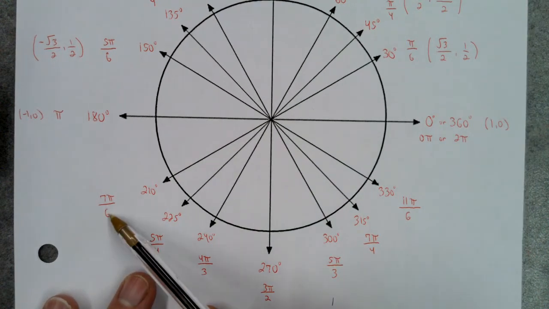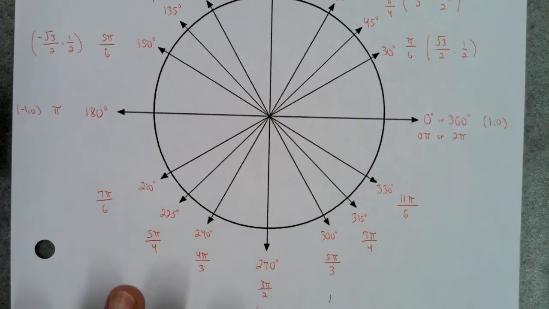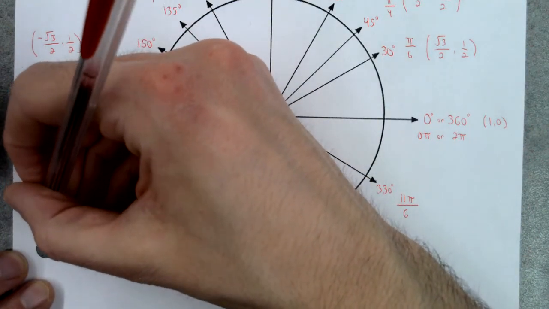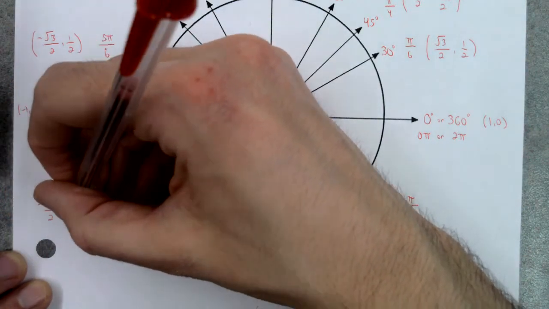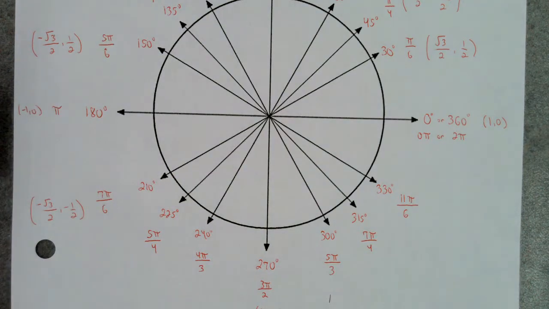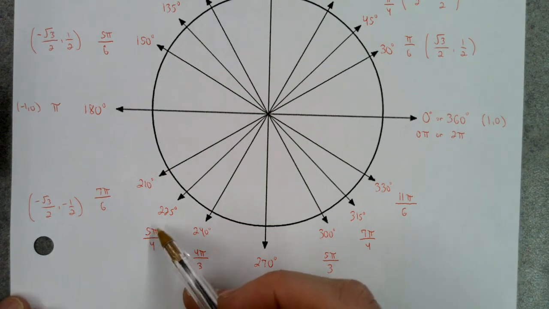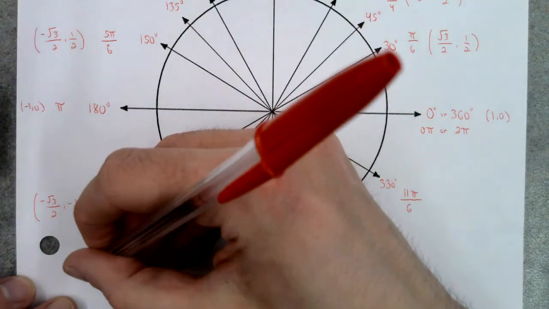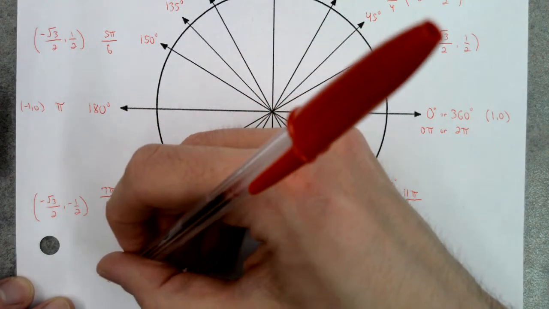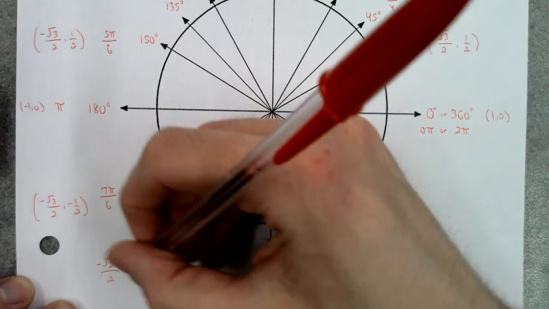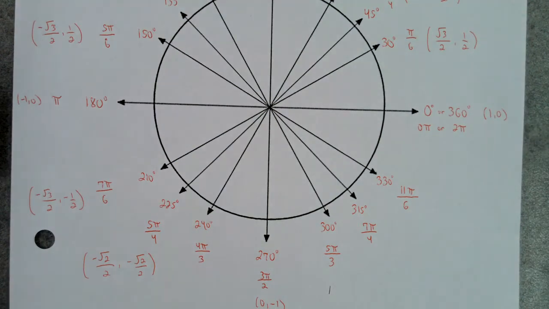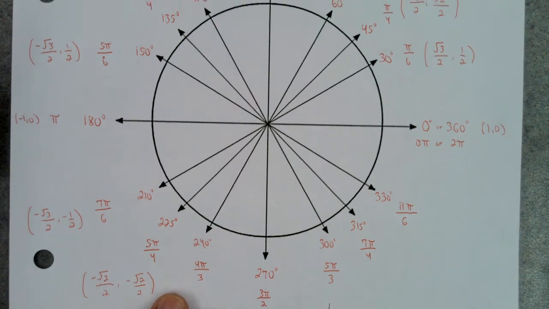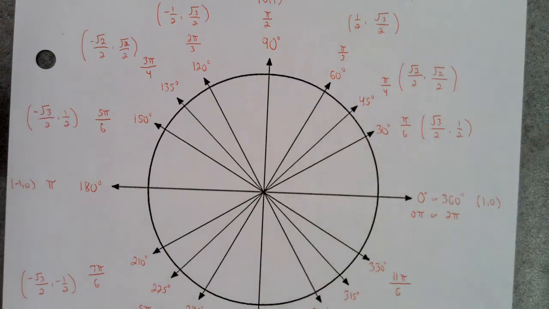So 7 pi over 6 is going to be the same as pi over 6, but it'll be negative, negative. 5 pi over 4 is the same as pi over 4, but again, it'll be negative, negative. And 4 pi over 3 is going to be the same as pi over 3, except it'll be negative, negative.